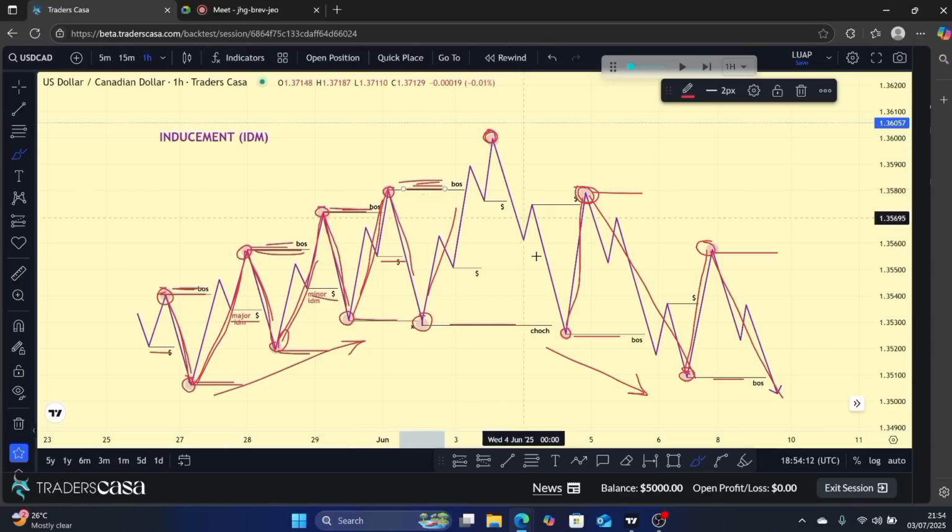Again, the process continues. But now if price decides to grab all of this, the internal and also the external range liquidity, and decides to also break past the external range liquidity, in this case price will be shifting bias from being an uptrend to being a downtrend. Then price will be in a new trading range, and that range will be starting from this high and then ending at this low.